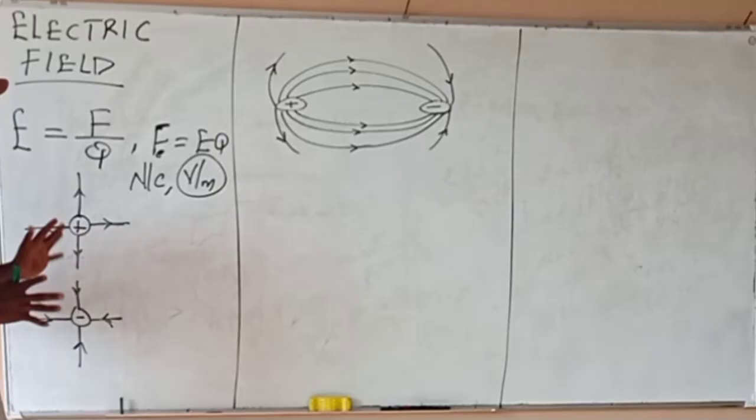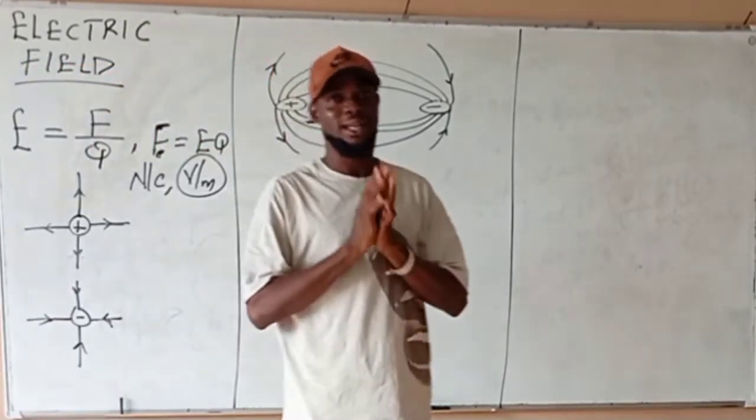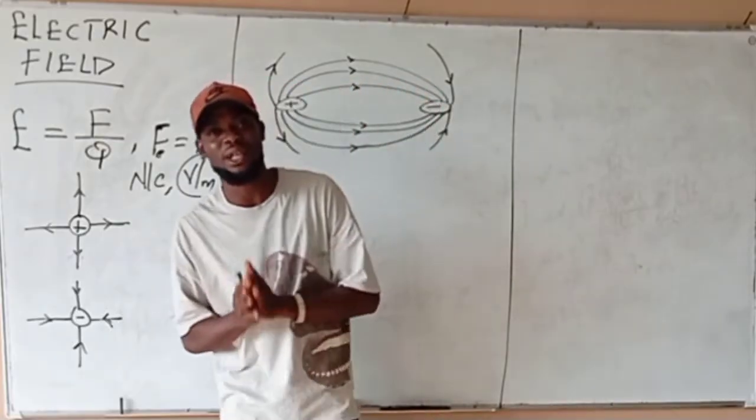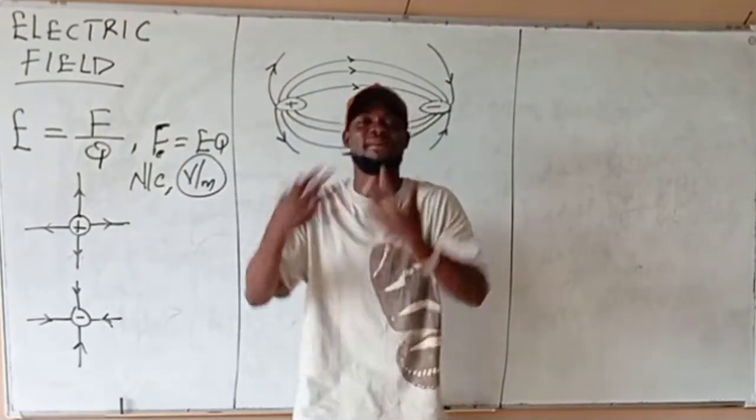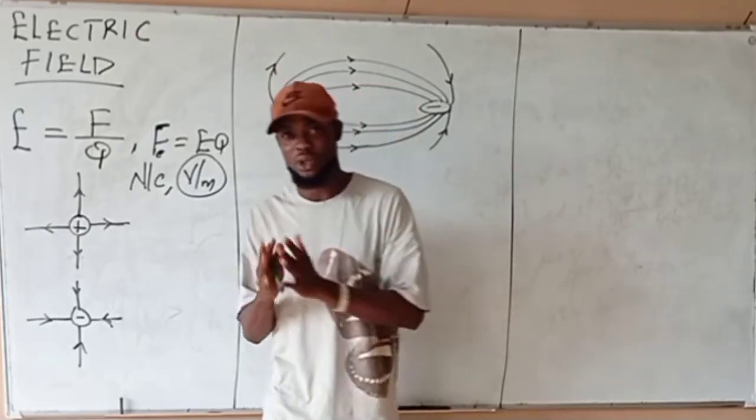Now, look at this. What we call electric field lines. Concept of electric field lines. Now, what's the meaning of electric field lines? Electric field lines are imaginary lines that determine the direction of electric field. It determines what? The direction of electric field.